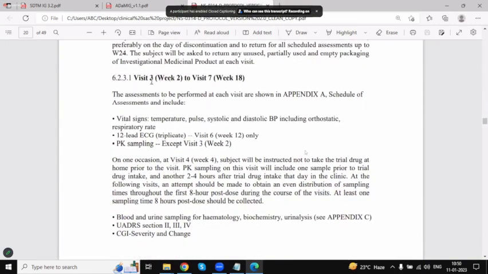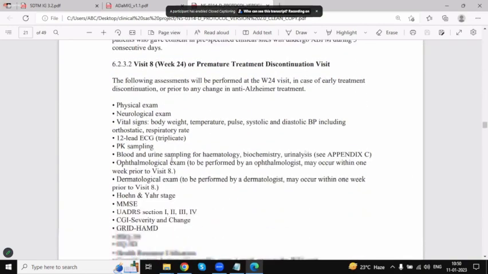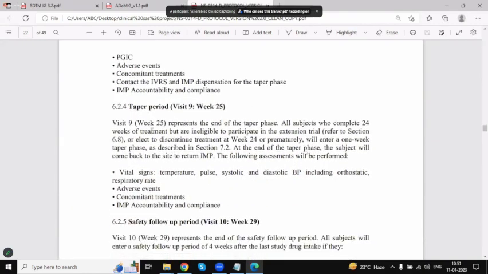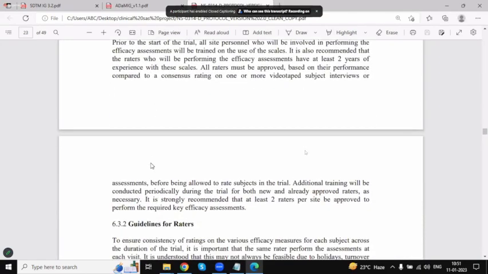See, visit 3 has to happen in week 2, visit 7 in week 18. From visit 2 to visit 18, what tests they asked to do, everything they mention in the protocol. See, in visit 8, like this, in every visit, what they asked to do and what tests they asked to do is clearly mentioned in the protocol document.